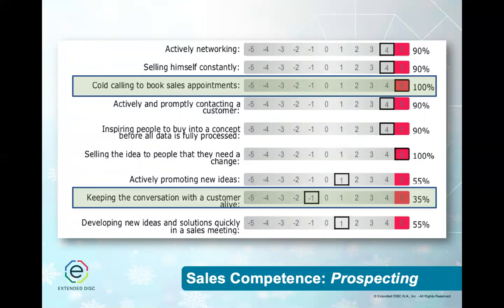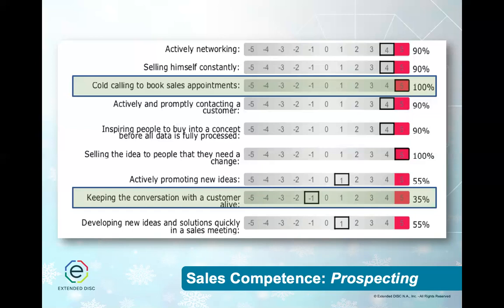And the other example that I selected was for this one where they don't score a 5, and that's keeping the conversation with the customer alive. They're scored a -1, which means that this kind of behavior would take more energy from this individual. And if they're not very conscious about making decisions how to use that behavior, they can fall short. That's why we have that match percentage of only 35%.